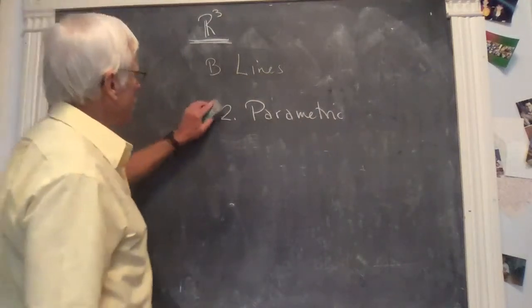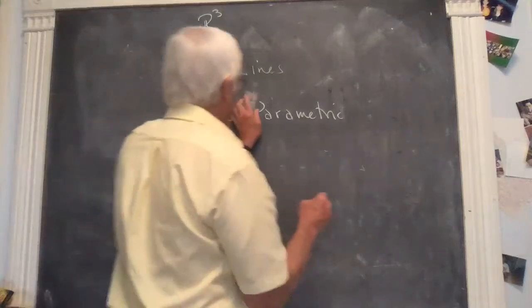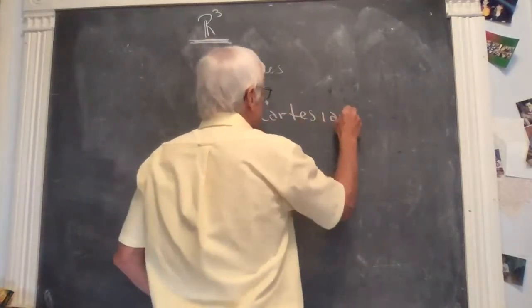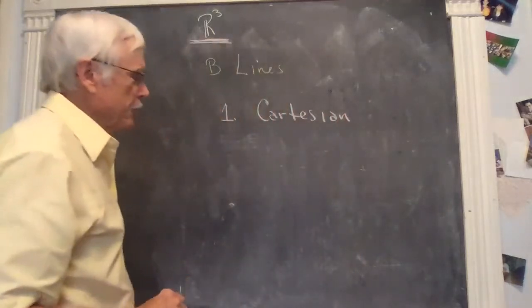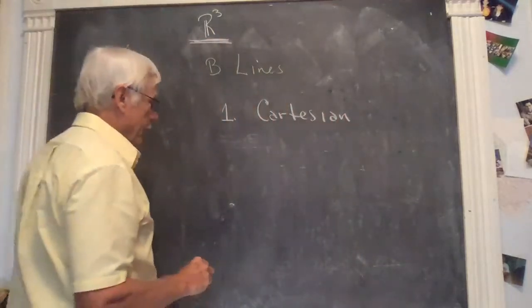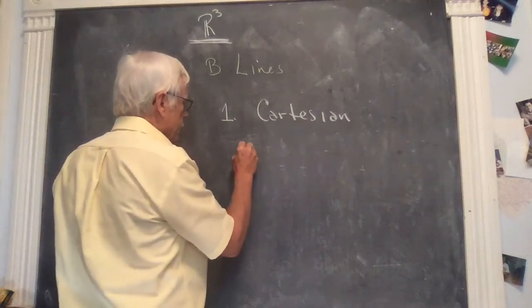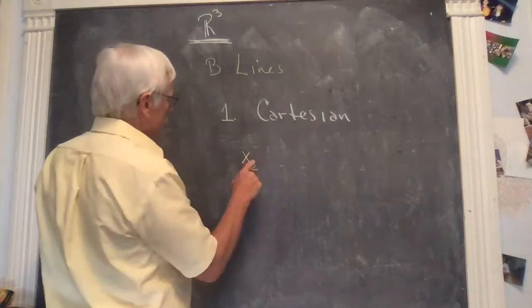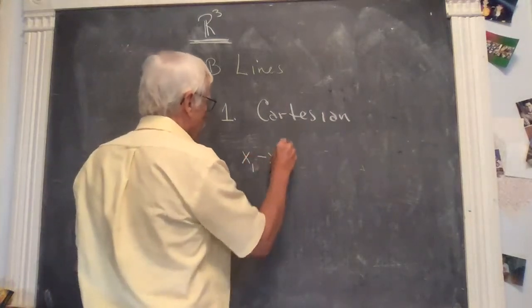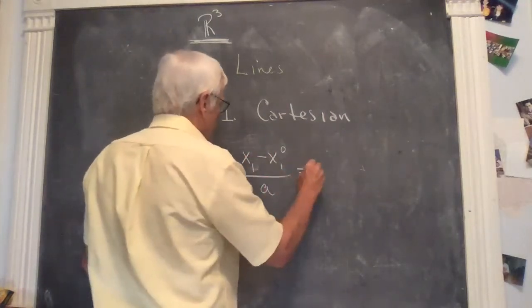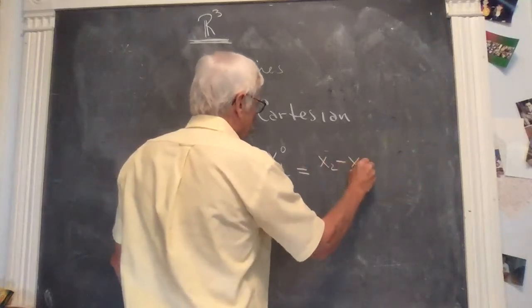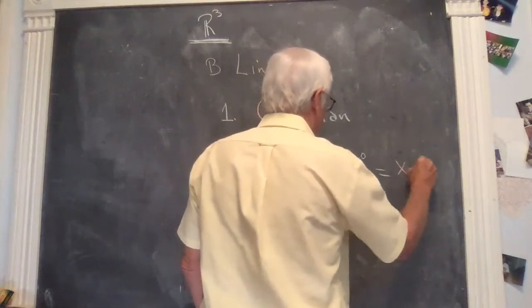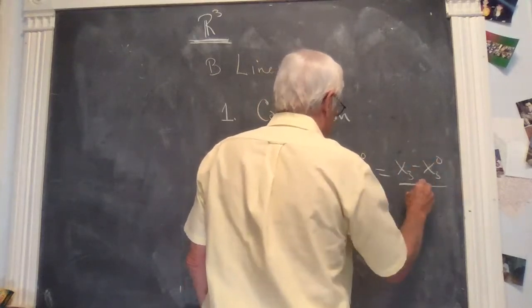So maybe number 1 is the Cartesian form of a line. And this looks different in a way. It looks like this. Let's have x1, x2, x3. So x1 minus x1 naught divided by a equals x2 minus x2 naught divided by b equals x3 minus x3 naught divided by c.